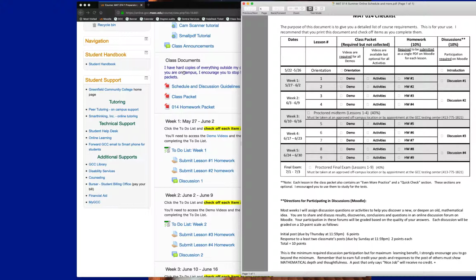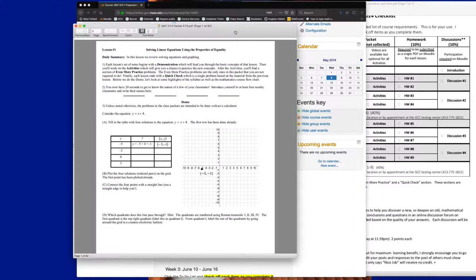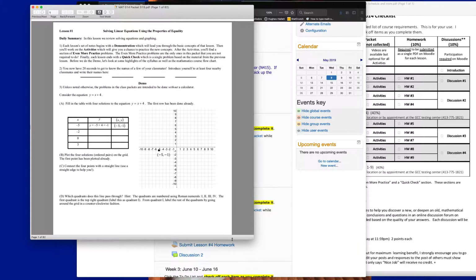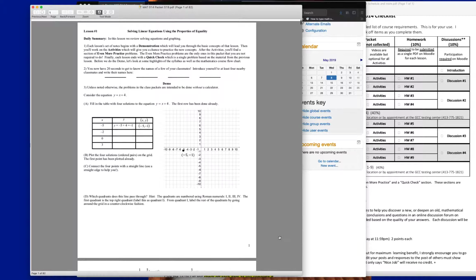So the next document that I want to show you is the class packet. If you click on the class packet, a very big document opens. It's 82 pages. So this seems like a good time to mention that all the documents, the syllabus, the schedule, the class packet, the homework packet, and some review questions have all been printed and are located outside my office at North 415. So you're welcome to come pick up those documents if you'd like to.